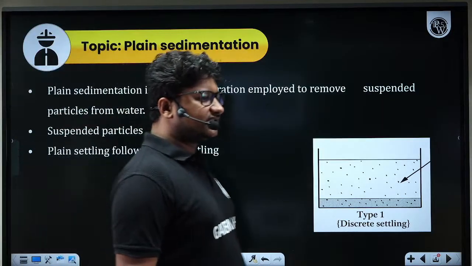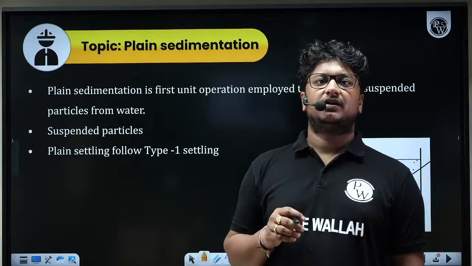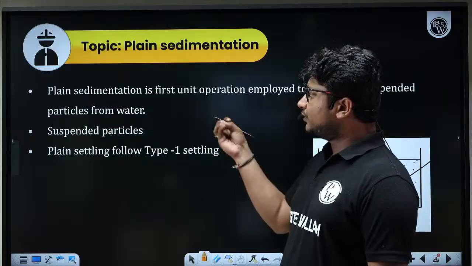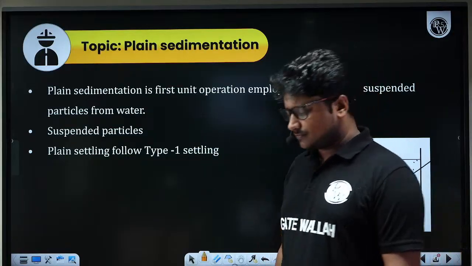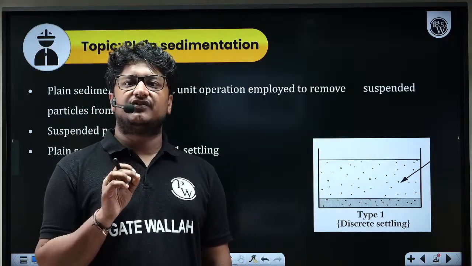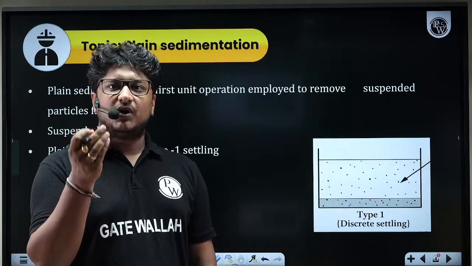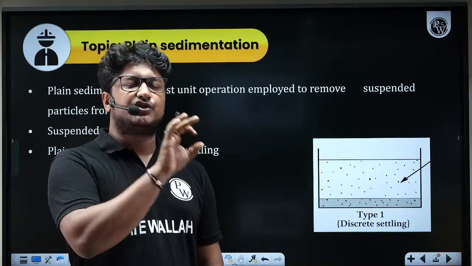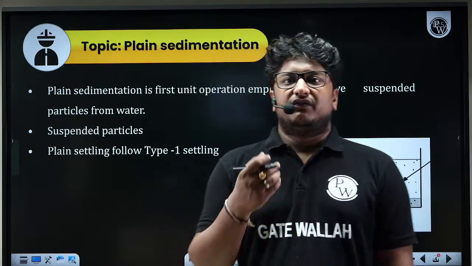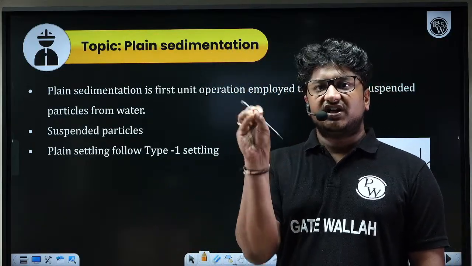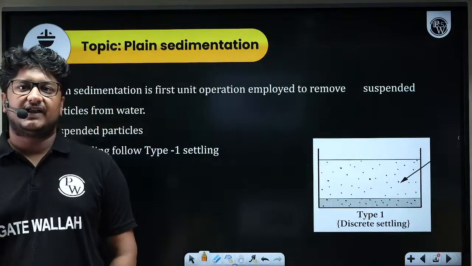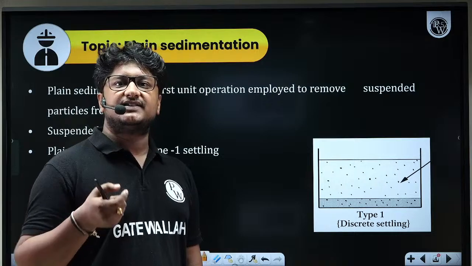As you all know, in water treatment, the first unit operation that we are going to give is the plain sedimentation. Now here I am using the word unit operation. What's the difference between unit operation and unit process? That is the first question which comes to your mind. Whenever you are using some physical forces to remove the pollutant, that is something which we are calling as unit operation.